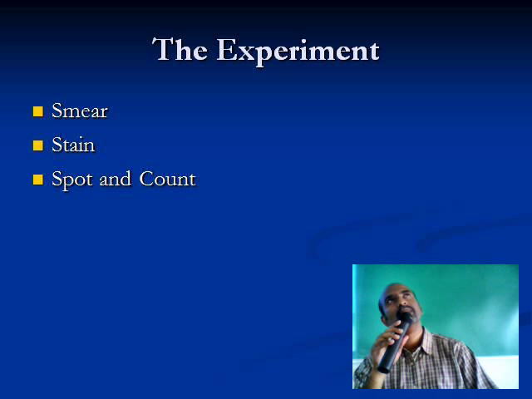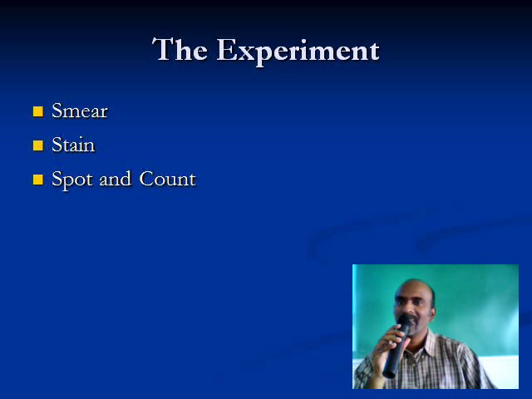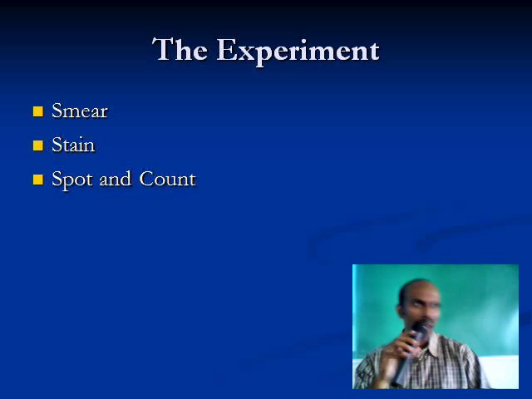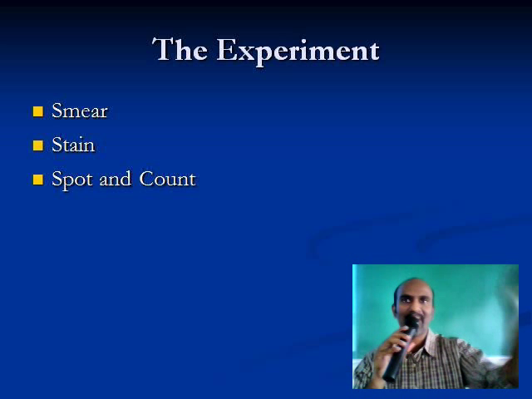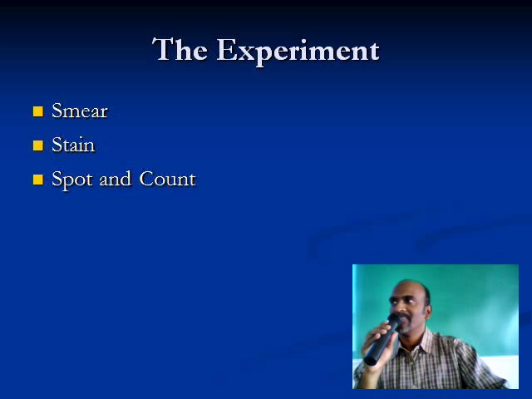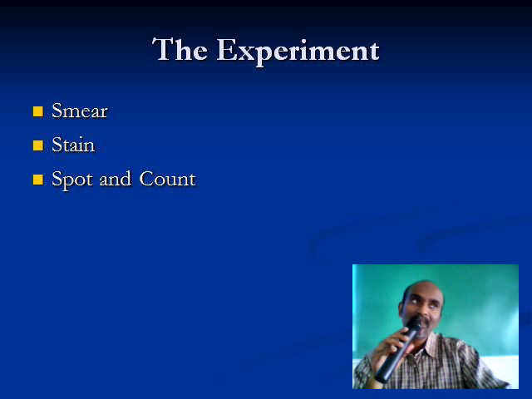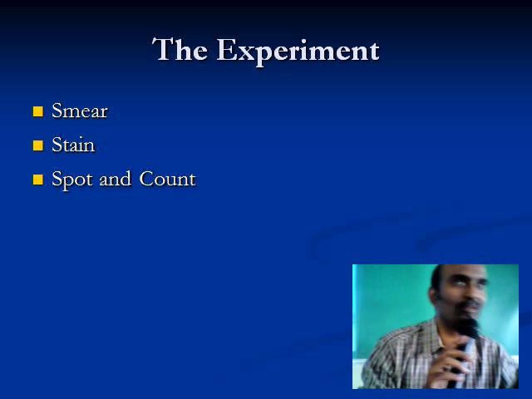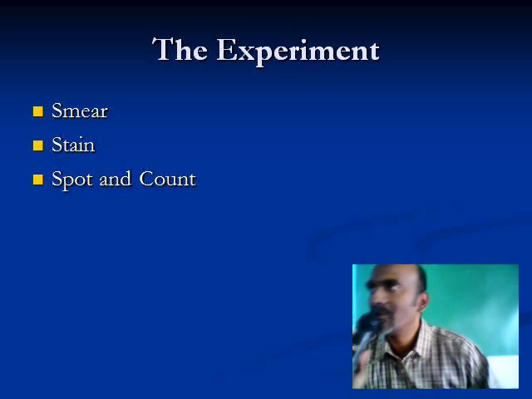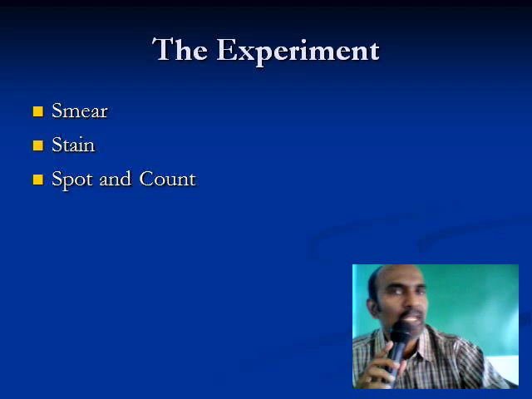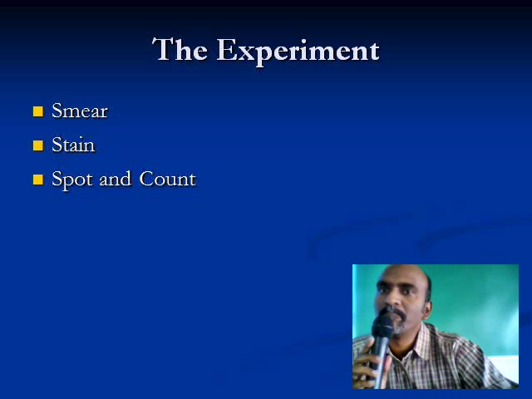Stain. We'll come to that. Next is spot. Spot means what? Identify. Spot and count. Not enough to spot. You identify, this is neutrophil. You have to count so many. 1 neutrophil, 1, 2, 3, count. Now we'll try to explain what are the individual steps in detail. Are you ready? Okay?